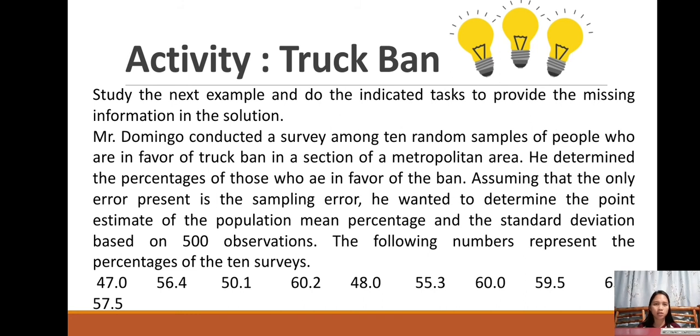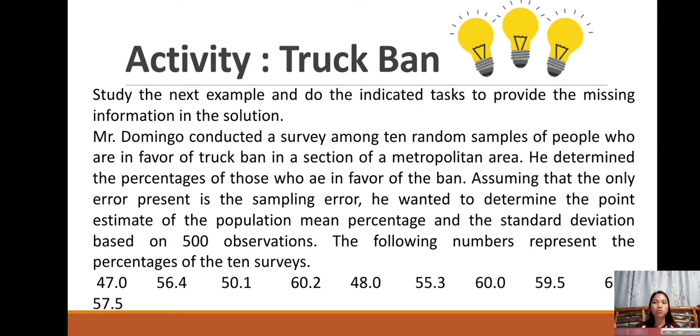This is truck ban. Mr. Domingo conducted a survey among 10 random samples of people who are in favor of truck ban in a section of a metropolitan area. He determined the percentage of those in favor of the ban, assuming that the only error present is the sampling error. He wanted to determine the point estimate of the population mean percentage and the standard deviation based on 500 observations. The following numbers represent the percentage of the 10 surveys.